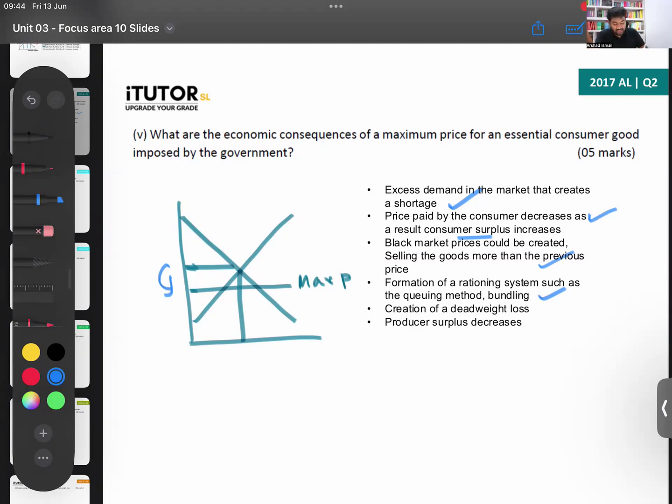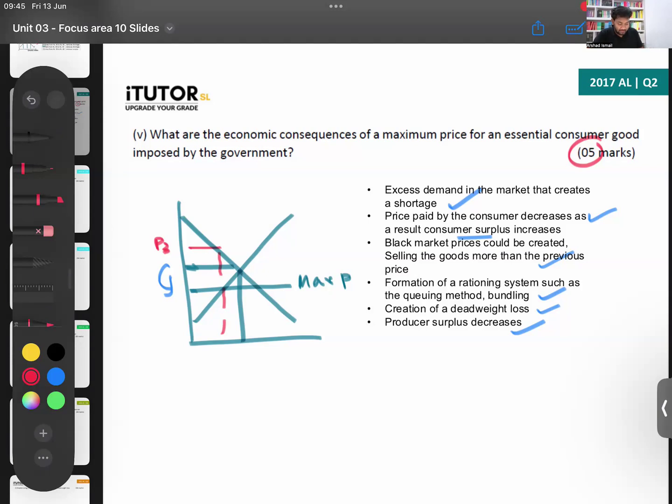Then you can talk about the creation of a deadweight loss. That's also an economic consequence. You can talk about producer surplus decreasing, the producer getting a much lesser price. So if you've given around 5 proper points explaining what happens when there is a maximum price, you will get your marks. I would recommend you to support that answer with a small diagram. If you can connect it to the diagram, for example, you can say there could be a maximum black market price of, let's say, P3. That's a better answer. A very easy, straightforward question.